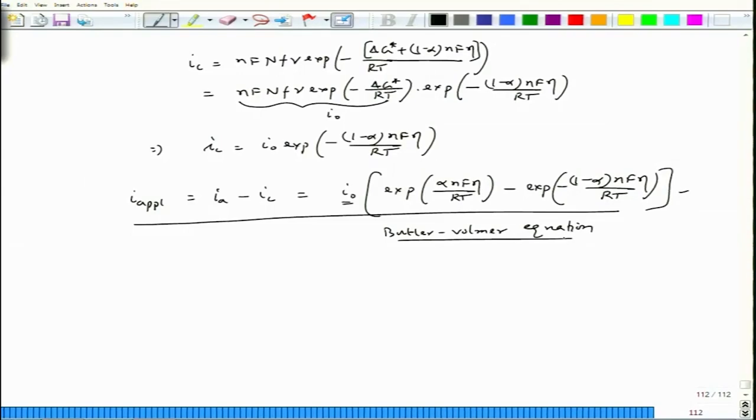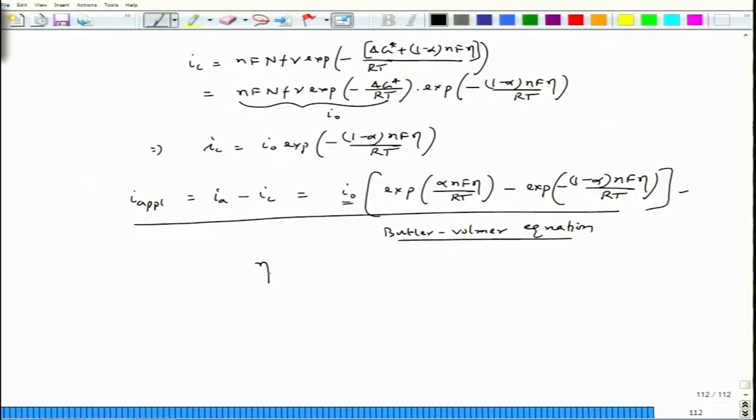Now, this equation has got huge importance on the corrosion of a particular metal. We will look into that part, but before that, see, this eta is nothing but E minus E0. And if eta is very large, whether it is positive or negative, when it is positive it is anodic, when it is negative it is called cathodic.